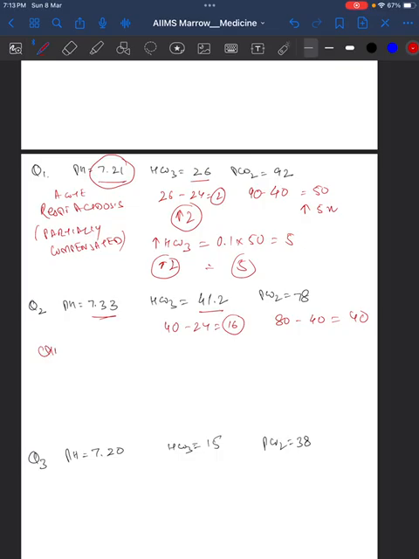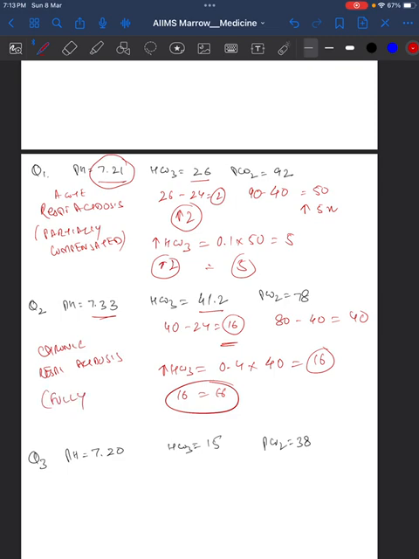Now this is chronic respiratory acidosis because pH is already normal. So we have to check whether it is compensated or not. Compensation in chronic is an increase in bicarb of 0.4 times the PCO2. So it will come to 16, and we know that the increase in bicarb is 16. So this is fully compensated. As we can see, the pH is almost normal now.